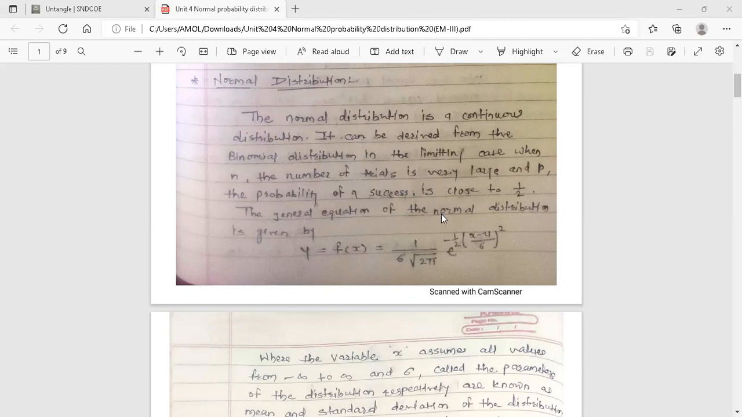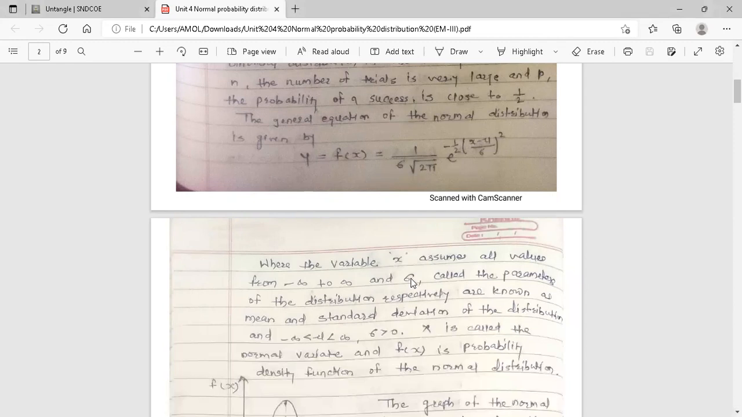The general equation of the normal distribution is here. It is given by y is equal to f of x is equal to 1 upon sigma into under root 2 pi into e to the power minus half in bracket x minus mu upon sigma whole square. Here, sigma is the standard deviation and mu is the mean. It is the notation of mean.